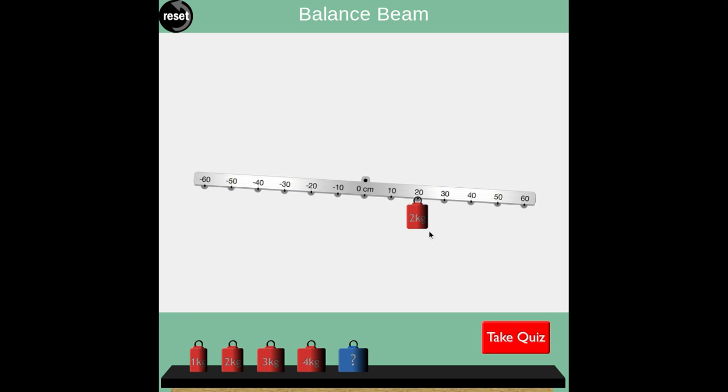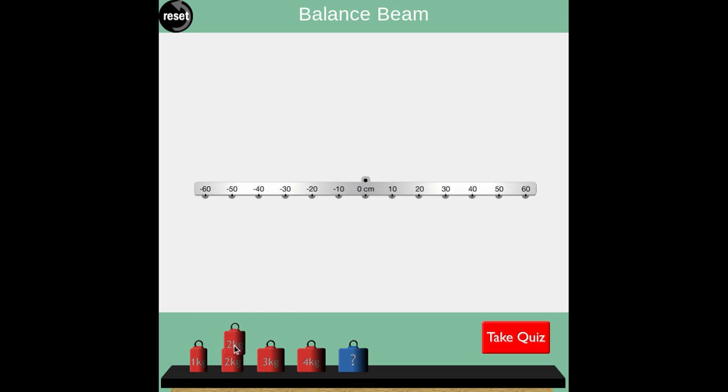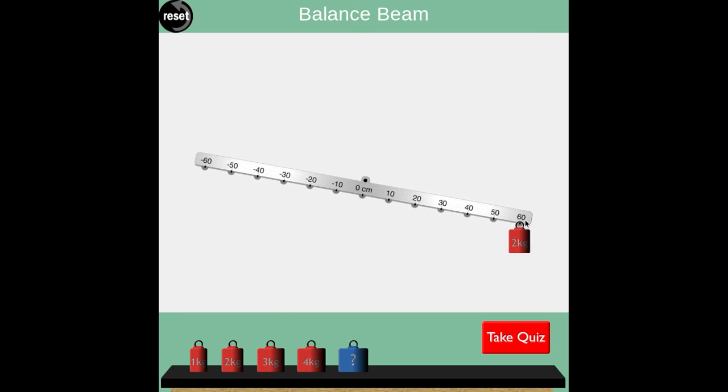And no matter where I place this 2 kilogram or 20 Newton mass, it's still 20 Newtons, right? Unless I grab one of the other ones. So I'm going to reset it, and I'm going to place it further out. This is the same mass I just used, and I'm going to place it the furthest out you can. If you notice, this thing tilted or rotated further now, which should really tell us something.